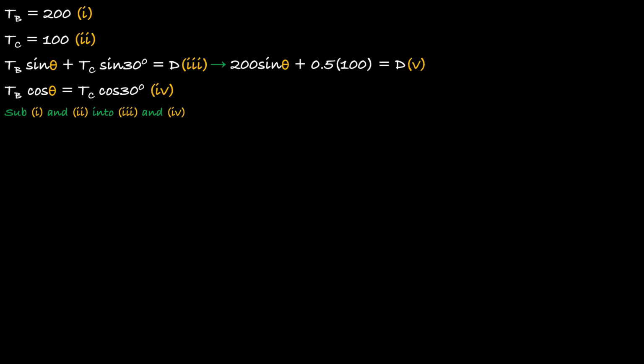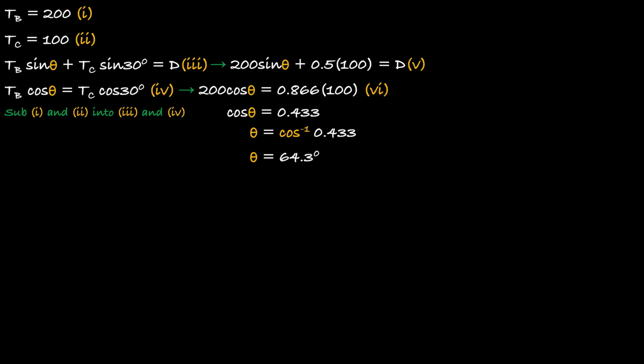Now let's go to equation number 4. We're going to substitute equation 1 and equation 2 into equation number 4. Instead of writing TB, we're going to write 200. Instead of writing TC, we're going to write 100. So we're going to write 200 cos theta is equal to 100 times 0.866. Remember, cos 30 is equal to root 3 over 2 or 0.866. Then from here, if we divide both sides by 200, we can find the value of cos theta. We're going to get cos theta as 0.433, but we need theta. That means we have to take the cosine inverse. If we do that, we're going to get our answer as 64.3 degrees.